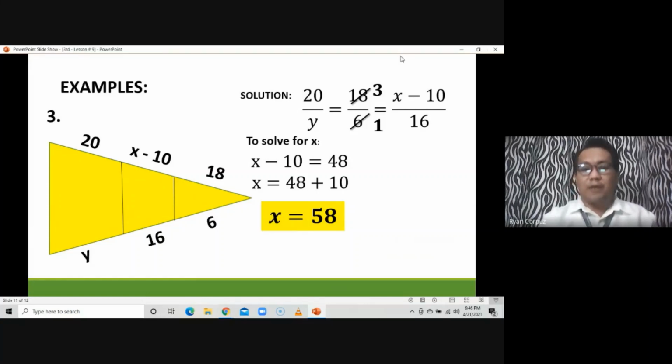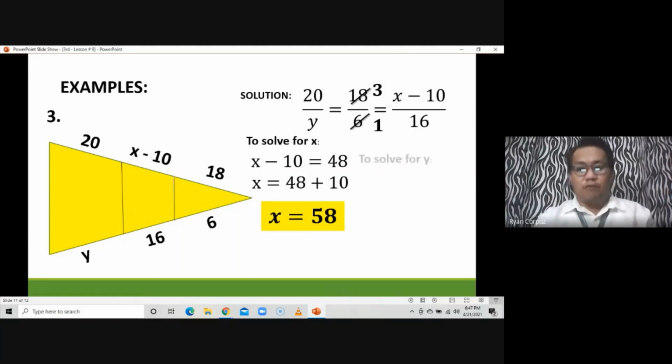Kung 58 daw ang x, 58 minus 10, that would be 48 over 16. 48 is exactly divisible by 16, right? So 48 divided by 16 is 3. So ganun din naman ito, 3 divided by 1 is 3. So they are equal. So that means they are proportion.